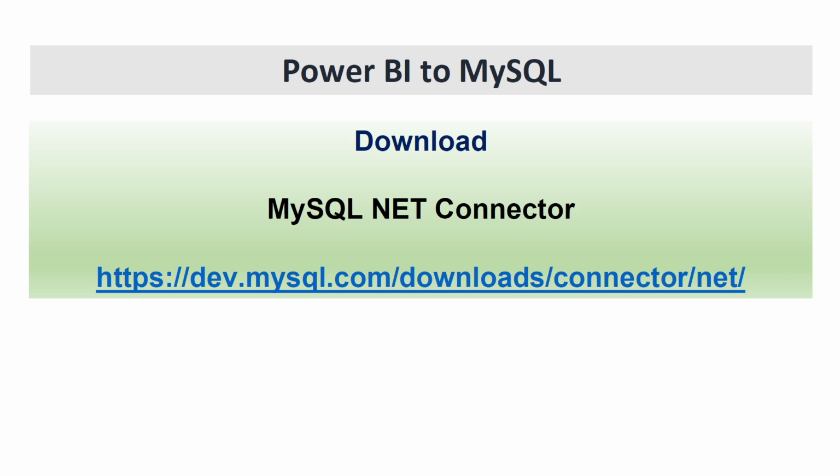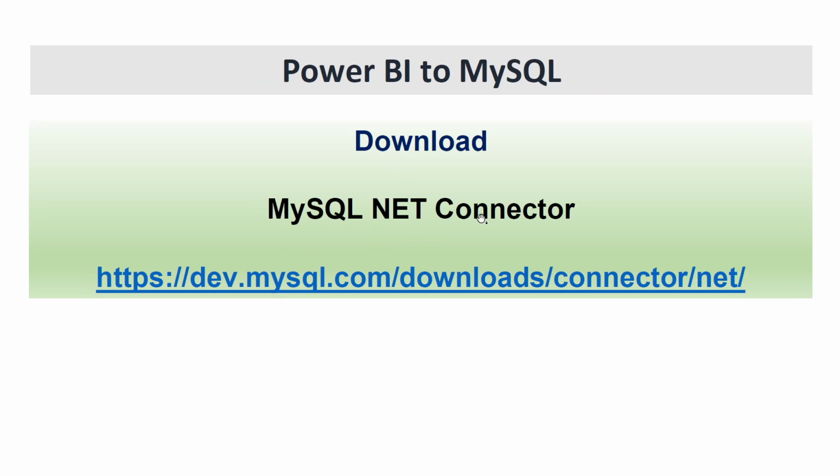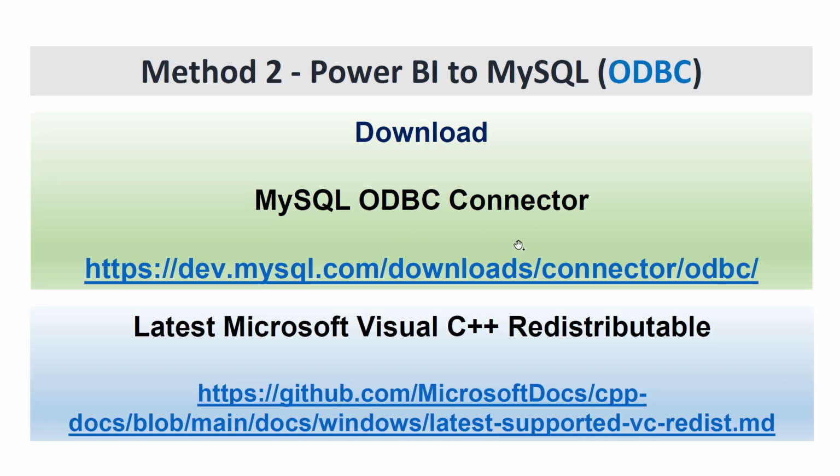Now, there is another method. If you don't want to use the .NET Connector, you can always use the ODBC method. That is method 2, where we download the MySQL ODBC connector using this link. If we are using the ODBC method, we will also have to install the Microsoft Visual C++ Redistributable from this link. So basically, you can choose either the .NET Connector, which is the recommended method, or the ODBC method, based on your requirement.